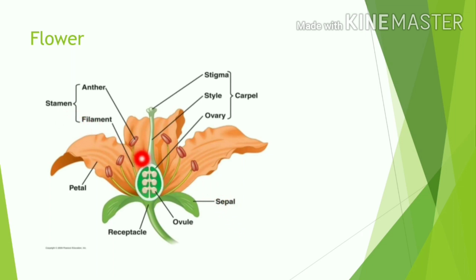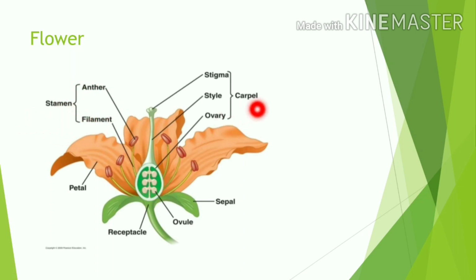Now this is the stamen. This part is called the filament, and this round part is known as the anther. And in the anther there are lots of pollen. So these two parts together form the stamen.